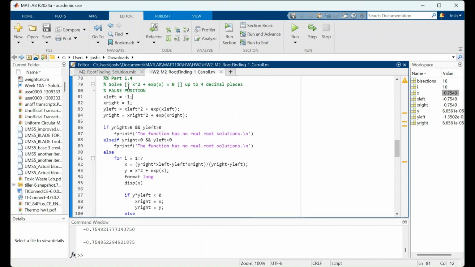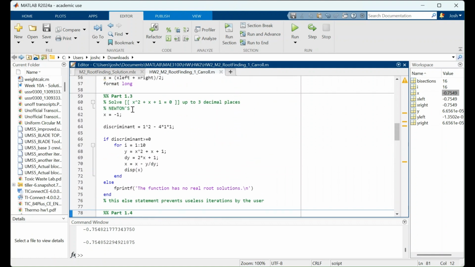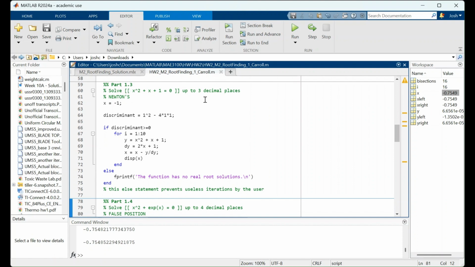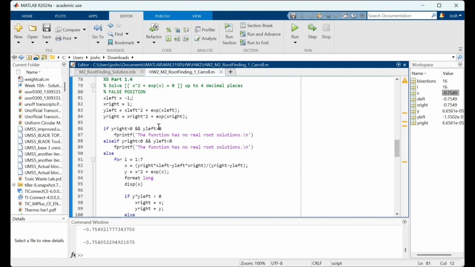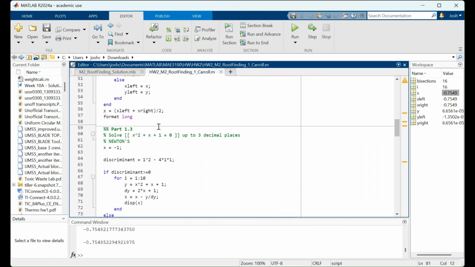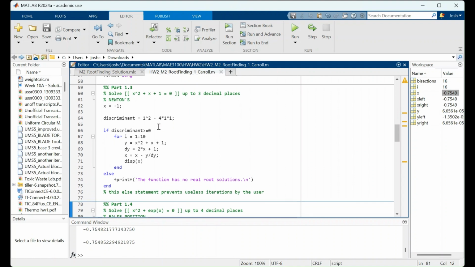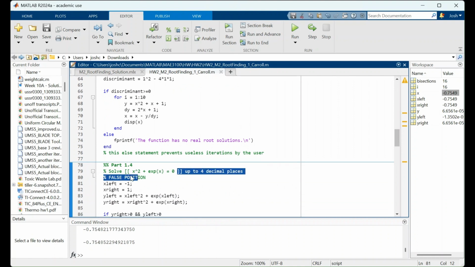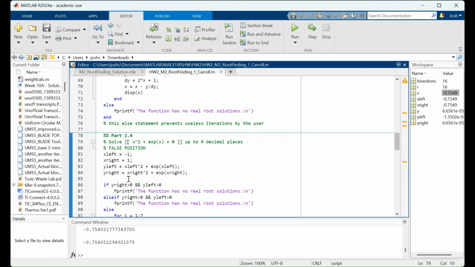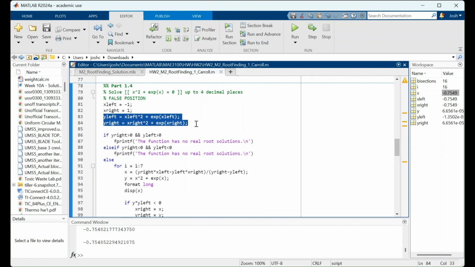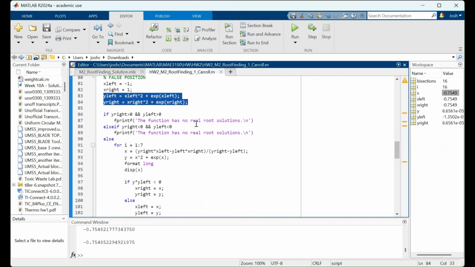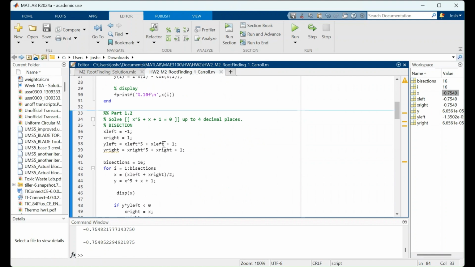Part 1.4 asks us to solve this. It's a very similar graph or plot when you plot them to this function here. So same thing, except I wasn't using Newton's again. I wanted to experiment with other ways of separating these imaginary equations from real ones that have real roots. So you have your initial brackets, the corresponding function associated with those brackets, similar to our bisection here.